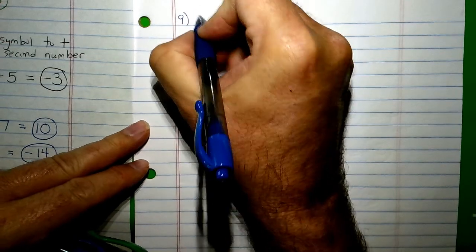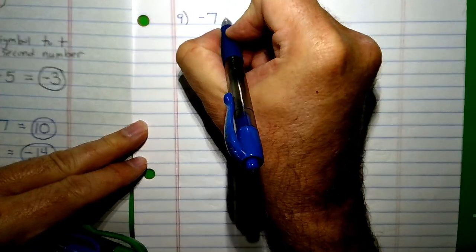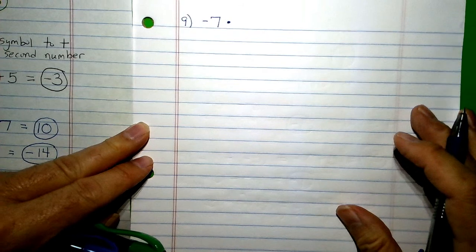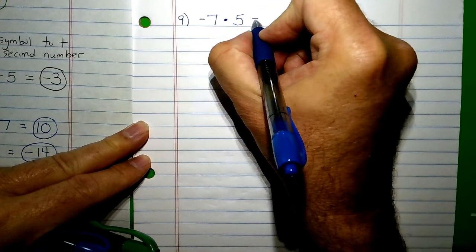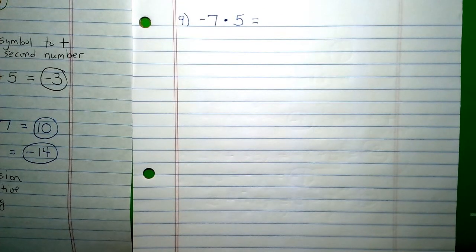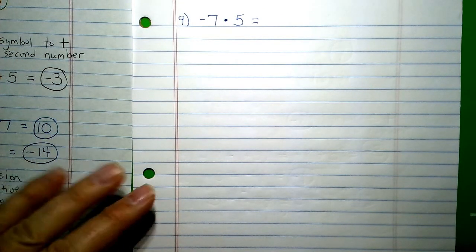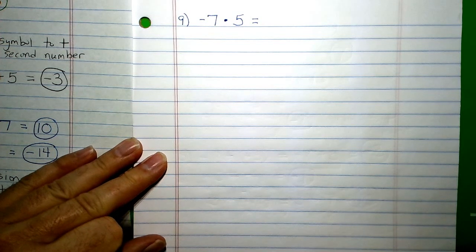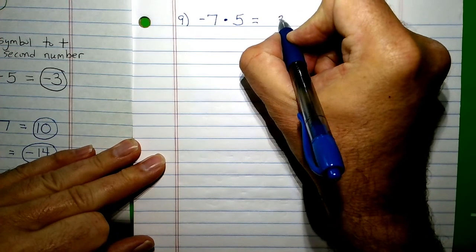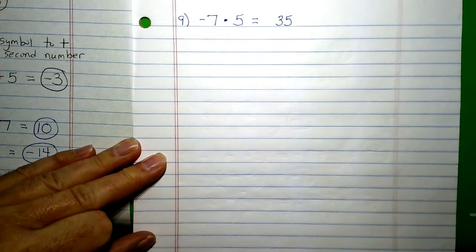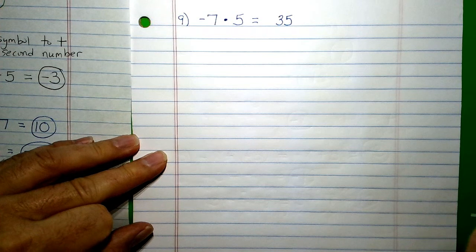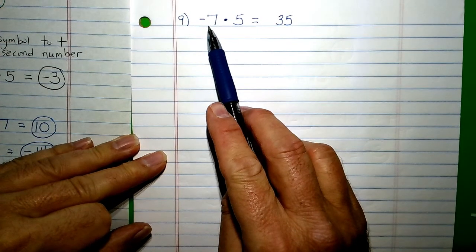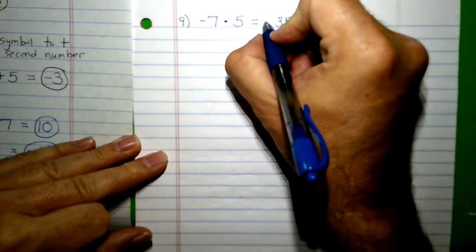So let's see, I've done 8 problems. Here's another one. Problem 9. Negative 7, I'm putting a dot for times, positive 5. Well, to multiply the 7 and 5, just multiply those like normal. The question is, is the answer going to be positive 35 or negative 35? Well, it's going to be negative. One negative times one positive is a negative.